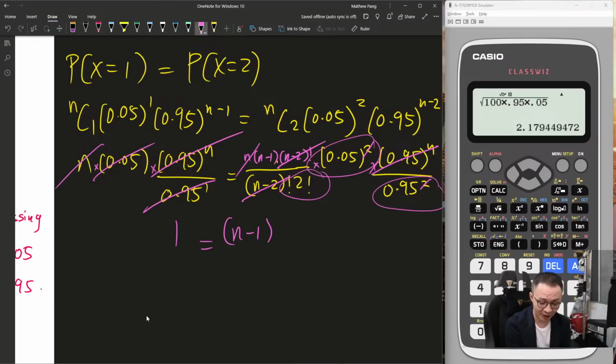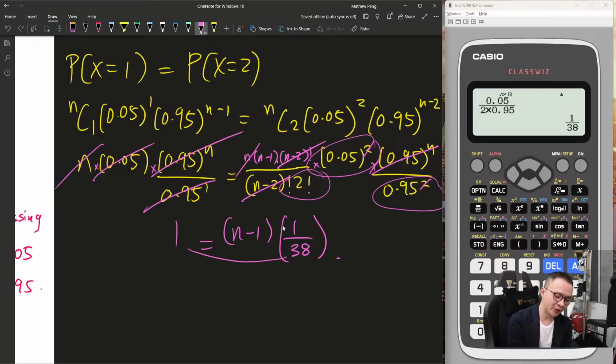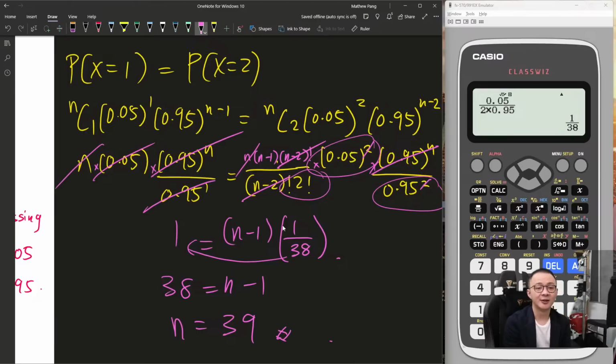And then here I will multiply all these numbers. You can see I will multiply this number 0.05 over 2 factorial, which is 2, times 0.95. Okay, this is everything I left here. So I have 1 over 38. So I will move the 1 over 38 to the other side. So 38 equals n minus 1, n equals 39. Done. Okay, this is how we simplify this kind of complicated equation as fast as possible.